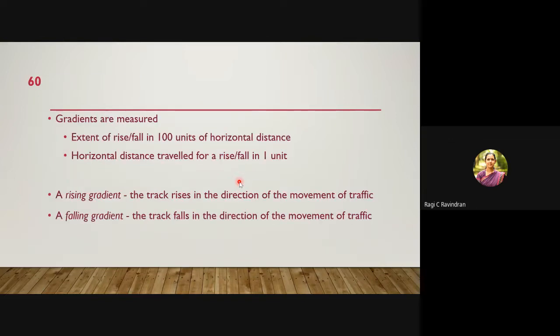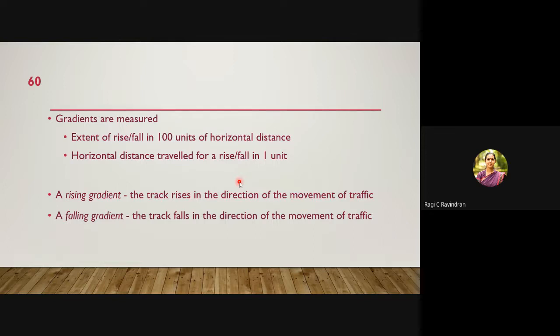And gradients are measured as the extent of rise or fall in 100 units of horizontal distance. That is, how much rise or how much fall, the level difference, in every 100 units of horizontal distance. Or else you can count for every 1 unit of rise how much horizontal distance is there. Either you can express it by 1 in x, or else you can represent it by x percentage.